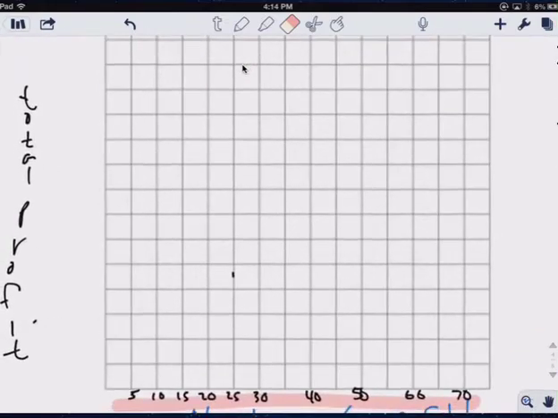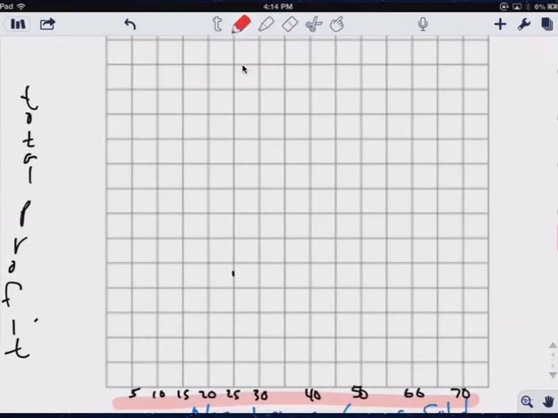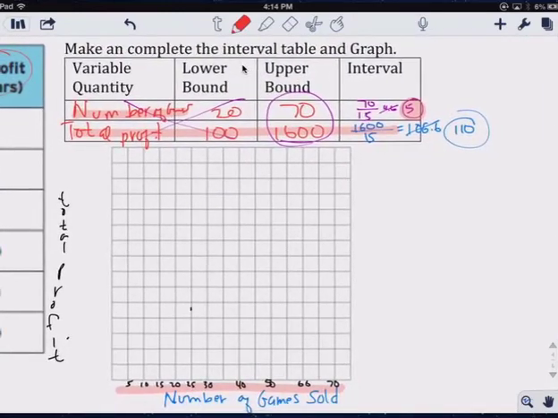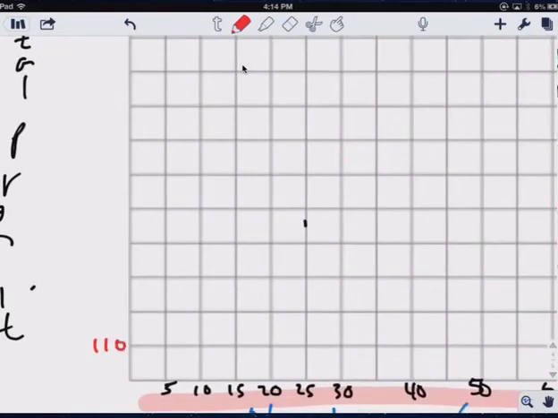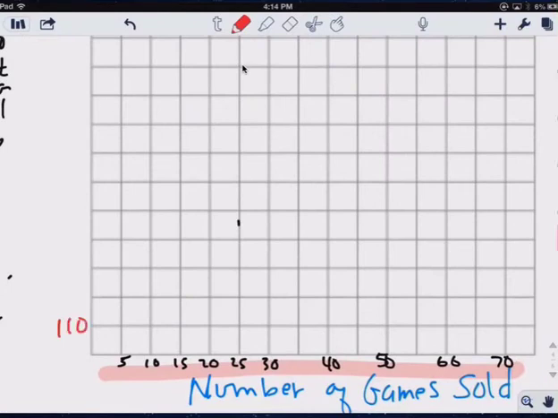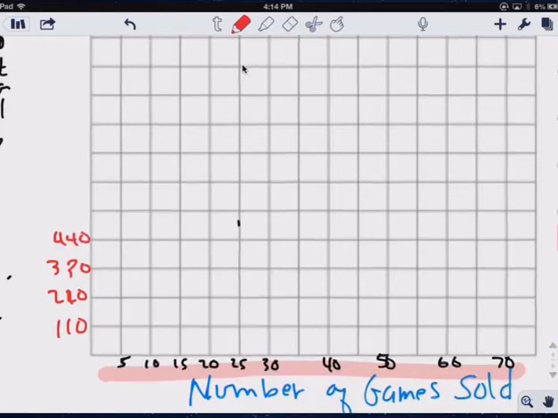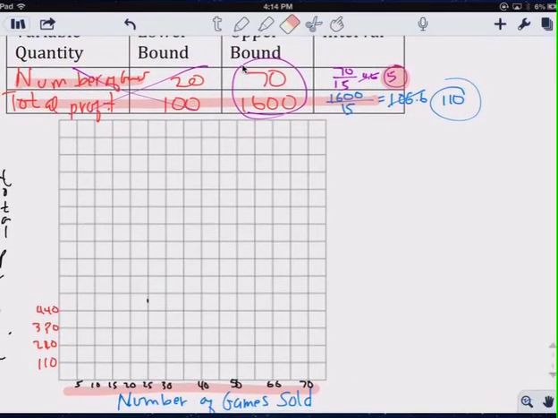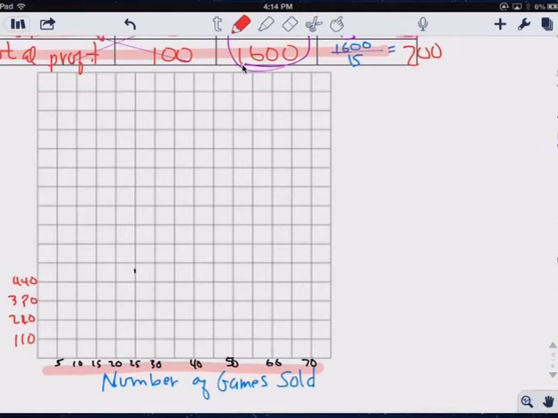Anyways, 110 isn't bad. I don't know. 110. That's 220. 330. 440. Now forget it. Count it by 200. Too much to count by.